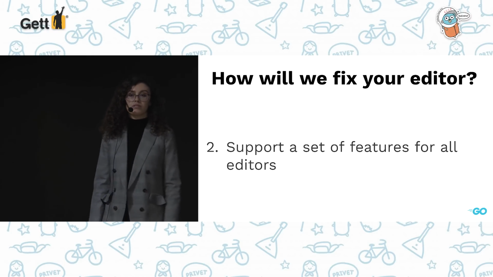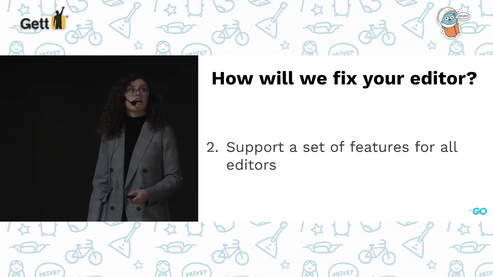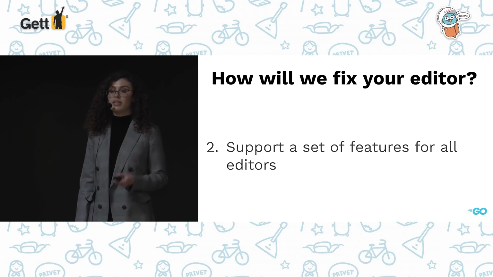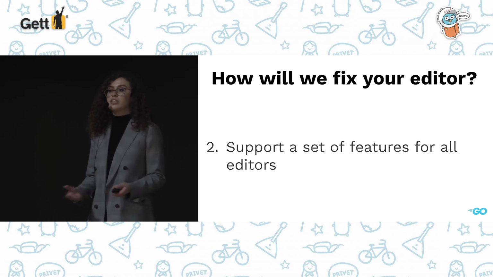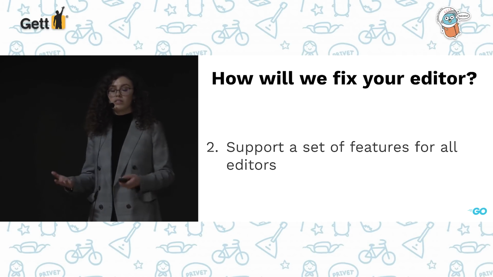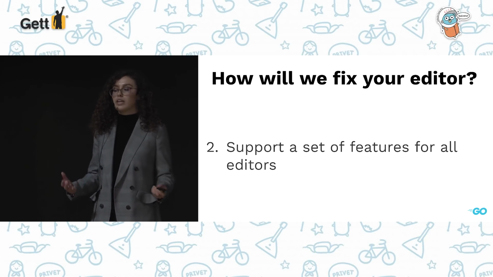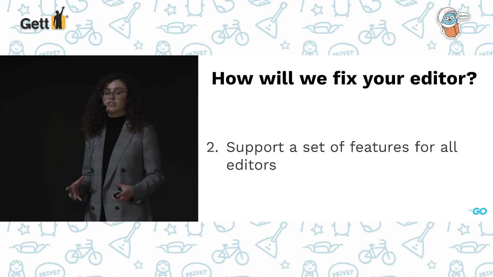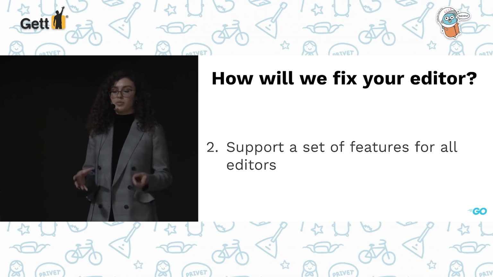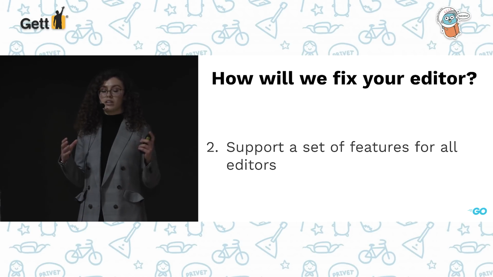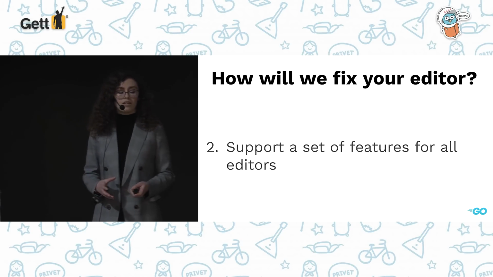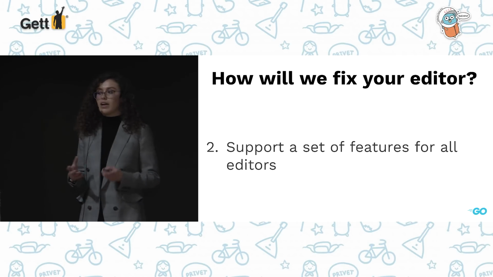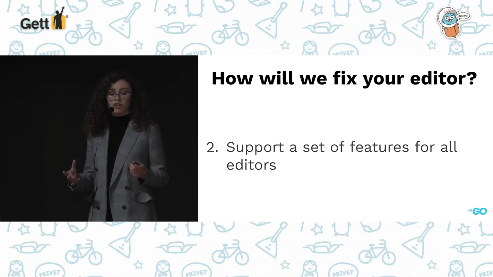So the next question that we need to answer is, how will we make our tools more usable? We've made them more stable, but now they actually need to become easier for users to install and configure and figure out what tools they need. And so we need some common set of features that all editors can commit to providing and that the Go team will commit to supporting. So how do we choose the set, and how do we manage it all?